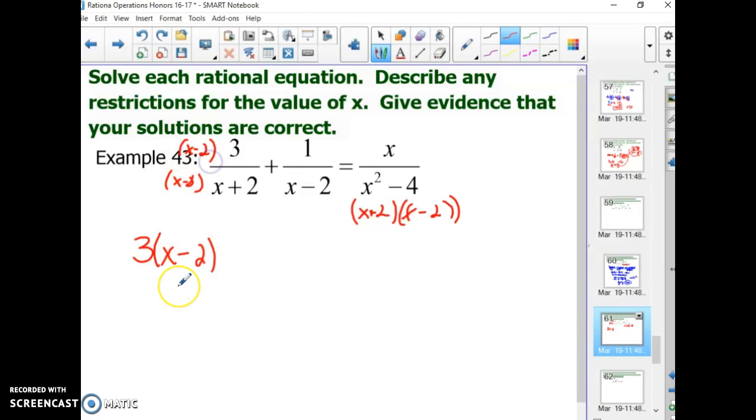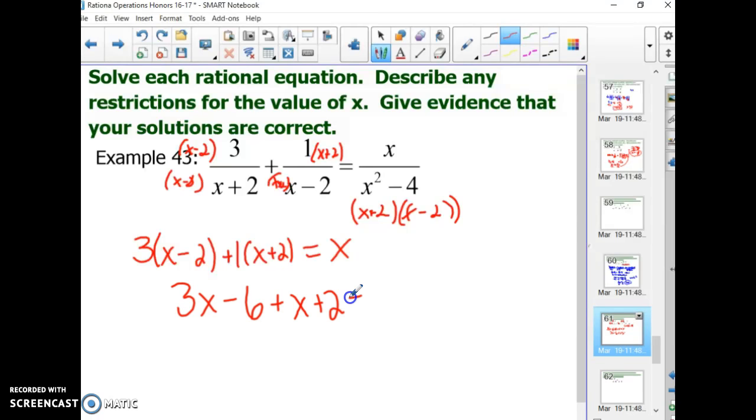So that's going to go away. If this is a minus 2, I need to times the bottom and the top by the same thing, X plus a 2. And I can just then go plus 1 times X plus 2. This is on the bottom, so when I multiply it by the top, that goes away, and I just get the value of X. Distribute stuff out. 3X minus 6. 1 times X is a X. 1 times 2 is a 2, is equal to an X.